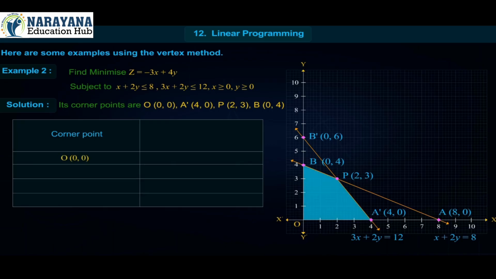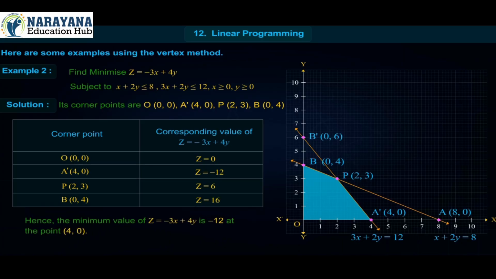Corner points are O (0, 0), A (4, 0), P (2, 3), B (0, 4). Corresponding value of Z is equal to minus 3x plus 4y, which is Z is equal to 0, Z is equal to minus 12, Z is equal to 6, Z is equal to 16. Hence, the minimum value of Z is equal to minus 3x plus 4y is minus 12 at the point (4, 0).